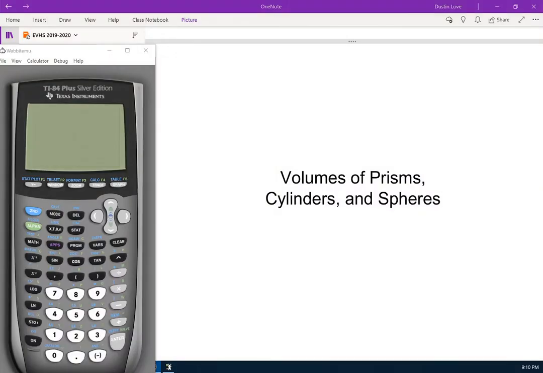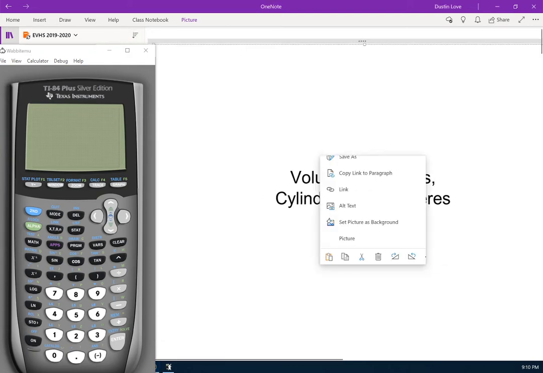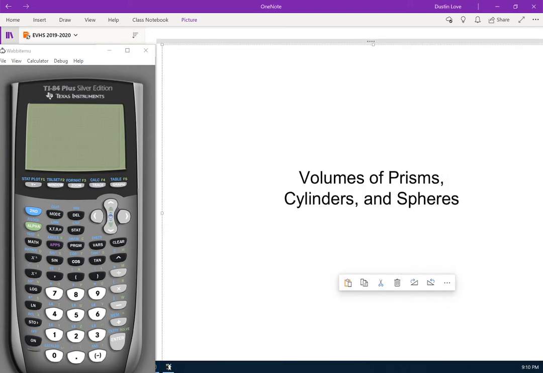Okay, let's jump into our notes here. Now, we're doing just volumes. We're not going to worry about surface areas right now. So, let's see.